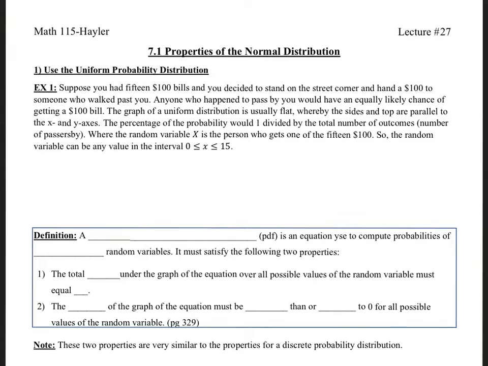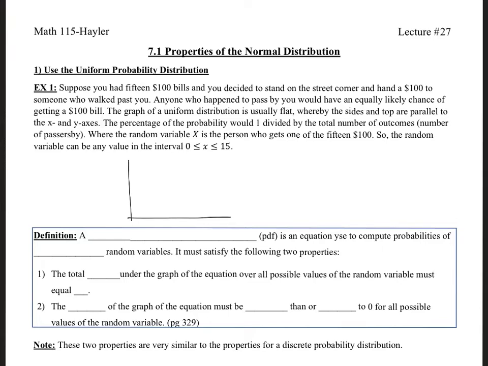Suppose you had 15 $100 bills and you decided to stand on the street corner and hand $100 to someone who walked past you. Anyone who happened to pass by you would have an equally likely chance of getting a $100 bill. So the graph of a uniform distribution is usually flat, whereby the sides and top are parallel to the x and y axis. So if we had our x and y axis, we could go ahead and graph our uniform distribution.